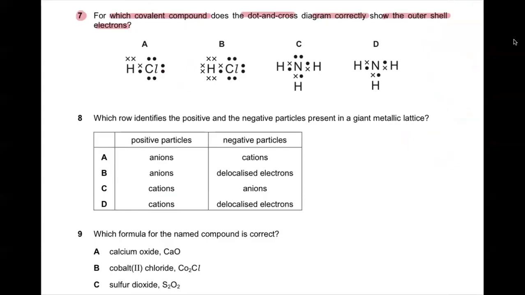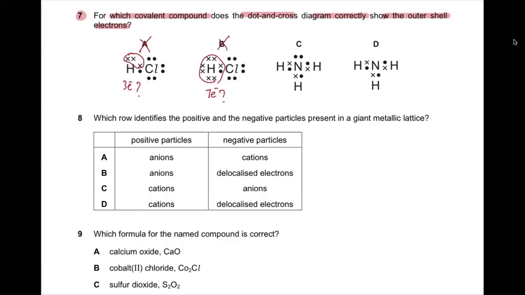So, for the first one, see, there are 3 electrons of hydrogen, not possible at all. So A goes wrong. For B, there are 7 electrons for hydrogen, which is again not possible.